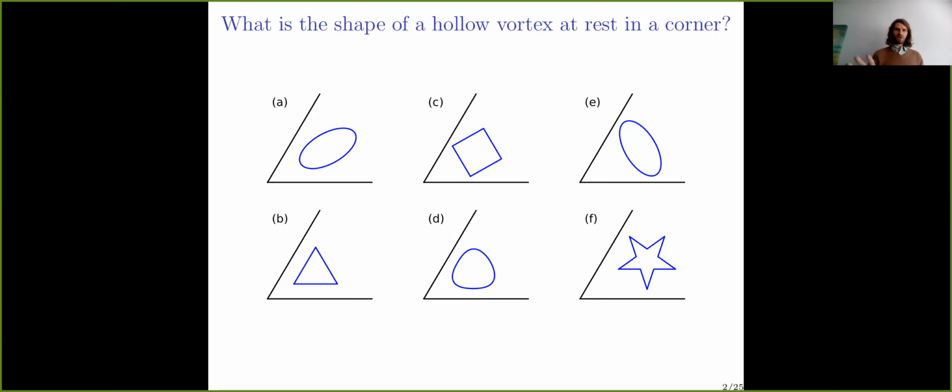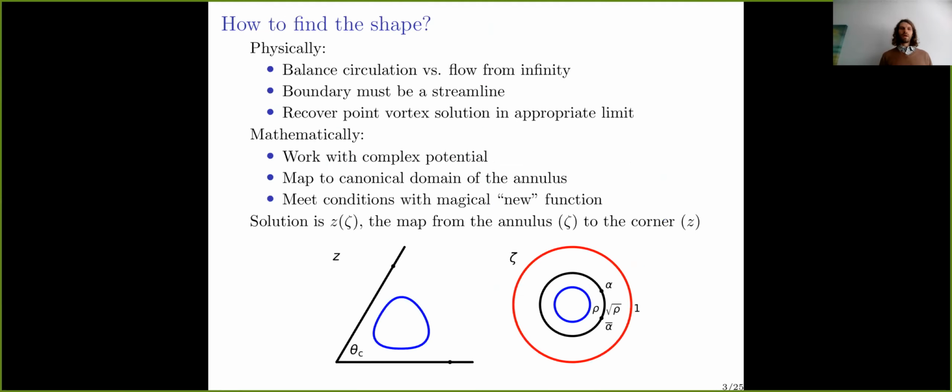I particularly like the star shape in the bottom right, so I'll be pulling for that one, but you're welcome to select any one you want. And this is the question we're going to try and answer by the end. So you'll see at the bottom, I've selected one of those as a temporary possible correct solution, but don't worry, it could still be any of them. It could still be the star shape by the end. But how do we find the shape?